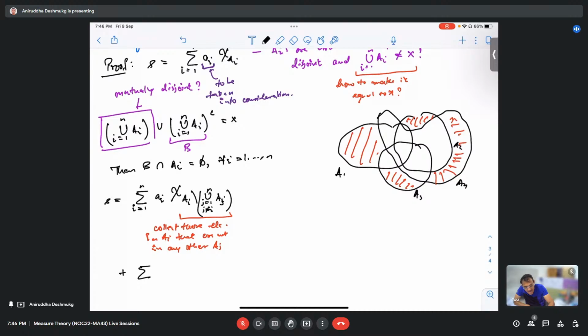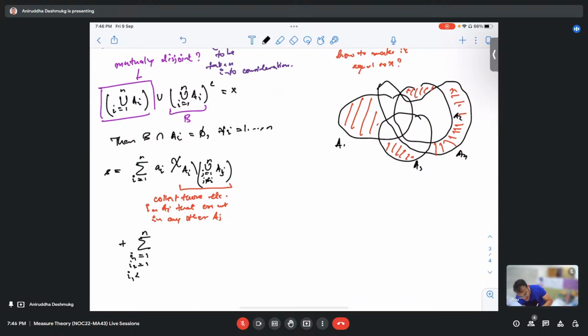Let us now look at the intersection of two sets. Those points which are in A1, A2 but not in A3, A4; those points which are in A1, A3 but not in A2, A4, and so on. So i1 from 1 to n, i2 from 1 to n, and let us look at i1 less than i2 because I do not want any repetitions. Then it would be a_{i1,i2} chi of A_{i1} intersection A_{i2}, minus the union over j from 1 to n, j not equal to i1, j not equal to i2, of A_j, right?